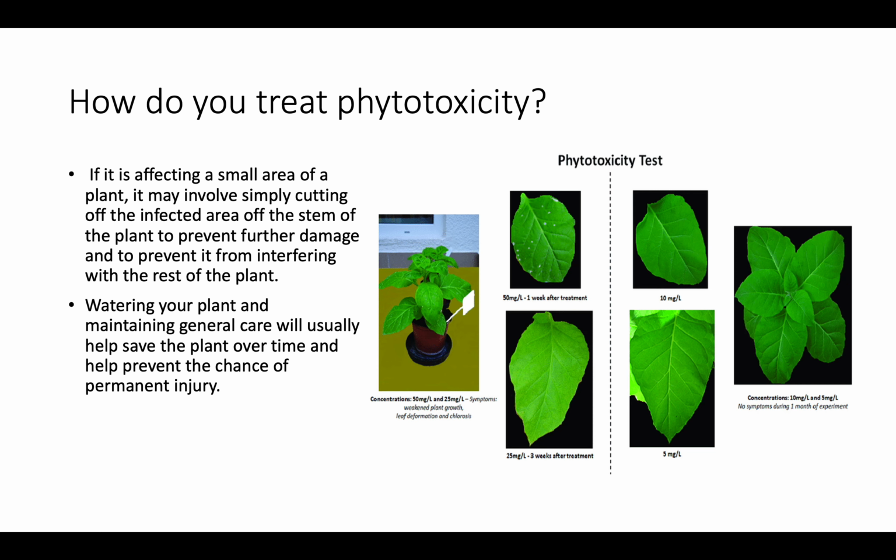So, how do you treat phytotoxicity? If it is just affecting a small area of the plant, it may involve simply cutting off the infected area of the stem of the plant to prevent further damage and to prevent it from interfering with the rest of the plant. Usually, though, just watering your plant and maintaining general care can usually help save the plant over time and help prevent the chance of permanent injury. So you can see on the right the period which a plant will go through if you're able to quickly get rid of the phytotoxic effect and eliminate those leaves so that the plant can stay healthy.